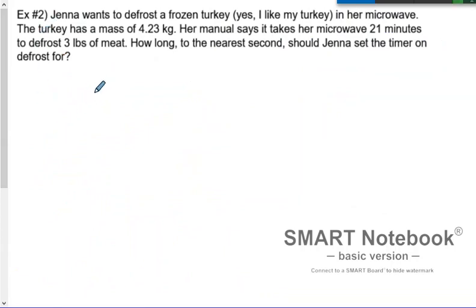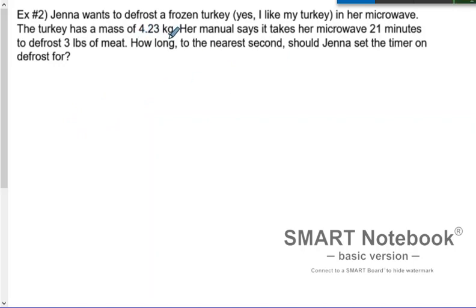So example 2, Jenna wants to defrost a frozen turkey in her microwave. Yes, that is a humongous microwave. The turkey has a mass of 4.23 kilograms. Her manual says it takes her microwave 21 minutes to defrost 3 pounds of meat. So how long to the nearest second should Jenna set the timer on defrost for? So let's take a look here.